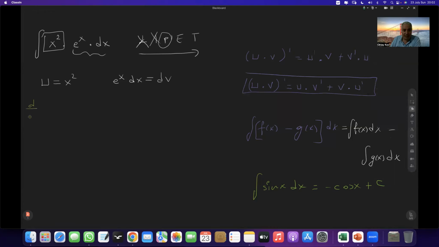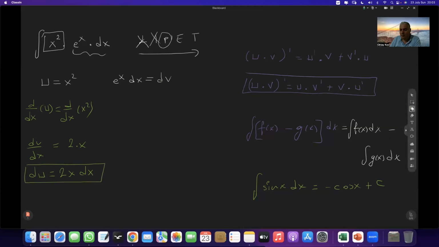So if I say du/dx equals d/dx of x squared, I can say that du/dx is equal to the derivative of x squared with respect to x, which is 2 times x. And then if I do cross multiplication, du is equal to 2x dx. Right now, let's keep it here.